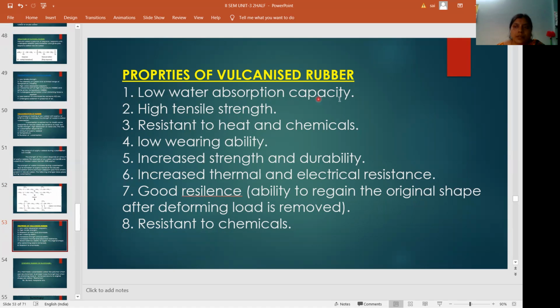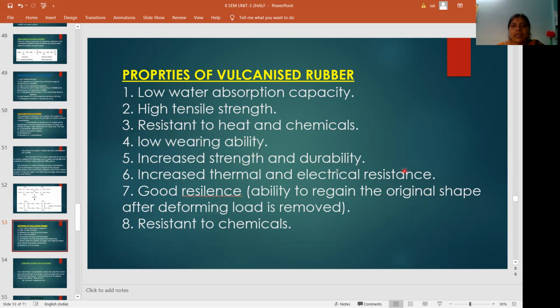Low water absorption capacity. High tensile strength: water absorption capacity decreased, tensile strength increased. Resistant to heat and chemicals, meaning when we keep it in chemicals, it will not spoil. Low wearing ability, increased strength and durability. Strength will be increased. Low wearing ability means it will not tear off.